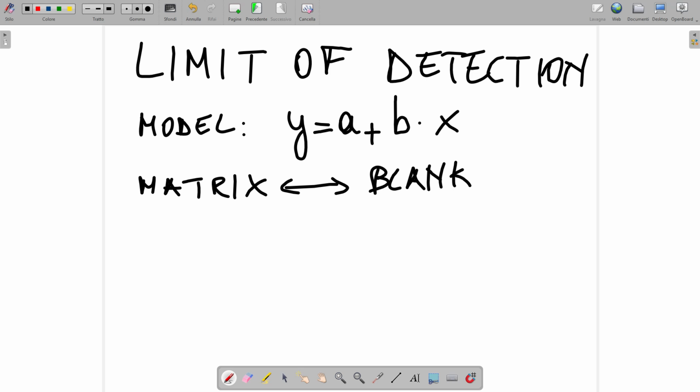Okay? Can I repeat just a second? It corresponds to the limit of detection, that is the minimum concentration, significantly different. The limit of detection is the minimum concentration giving a signal that is significantly different with respect to the signal of the blank.